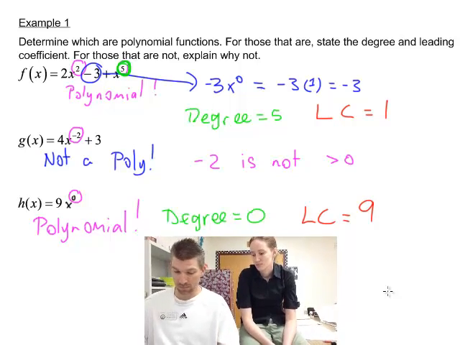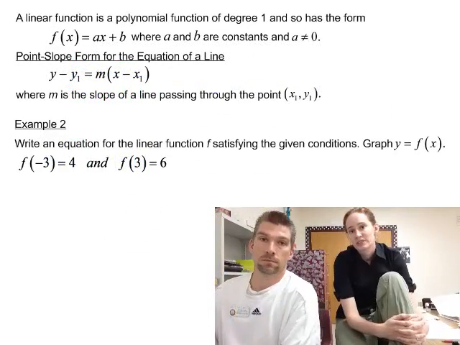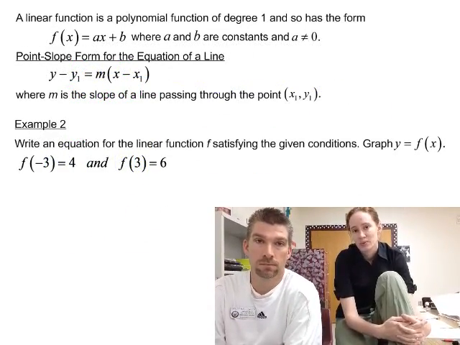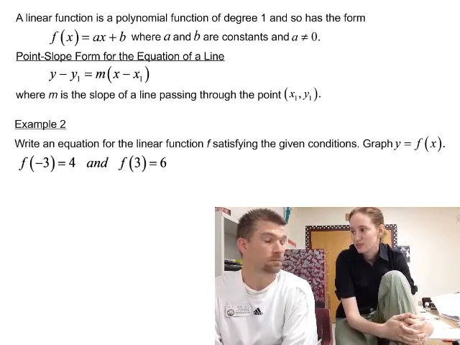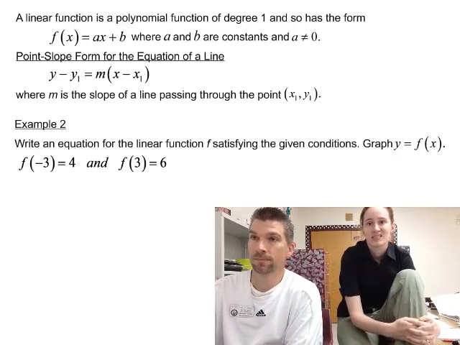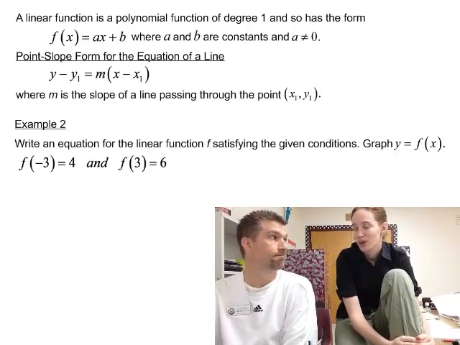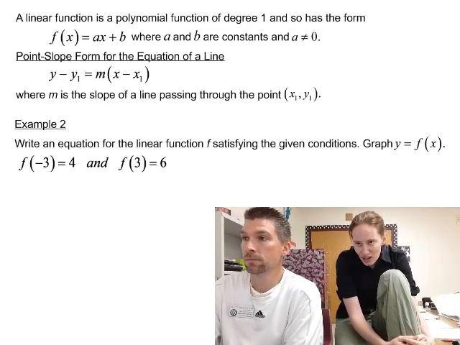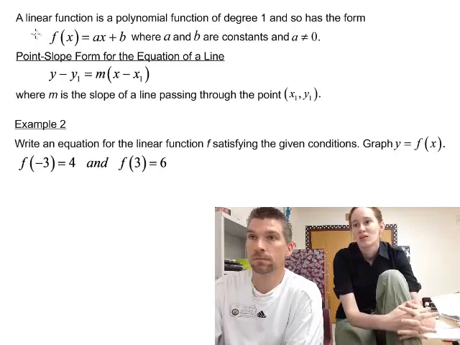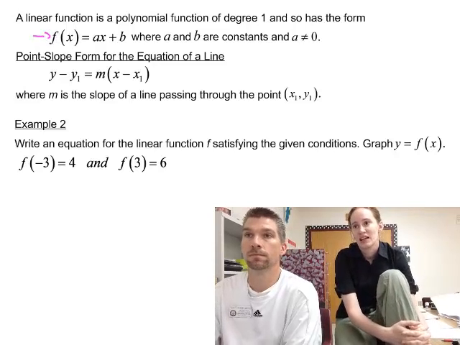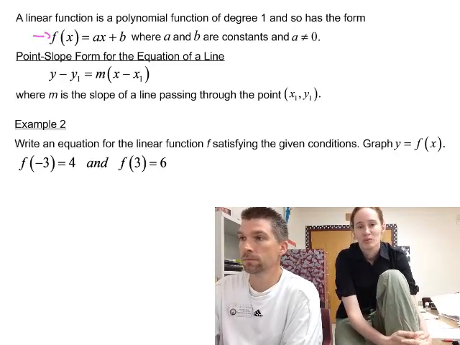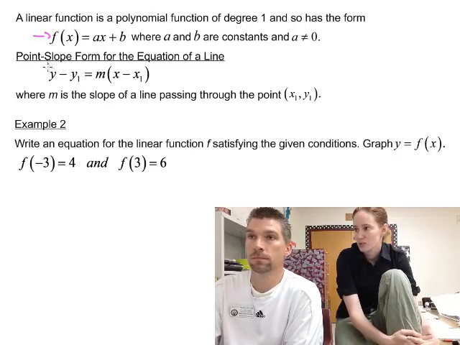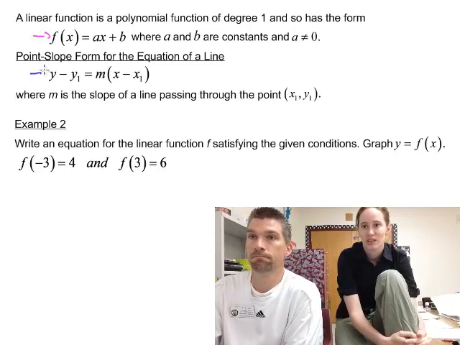The first thing we're going to talk about specifically as far as polynomials go is a very specific type of polynomial function called a linear function. It is a polynomial function of degree 1, and it has the form up there. It says f of x equals ax plus b, where a and b are constants, and a does not equal 0. You may be more familiar with it as y equals mx plus b. That's saying the same thing.